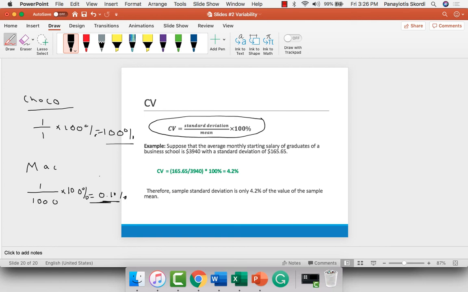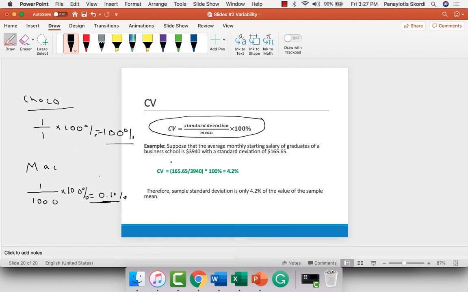So even though they have the same standard deviation or spread, because the means are different, to make any sort of comparison, if you wanted to make a comparison for these, maybe you shouldn't, but if you're going to make a comparison, you really have to relate the standard deviation to the mean to make it more meaningful.